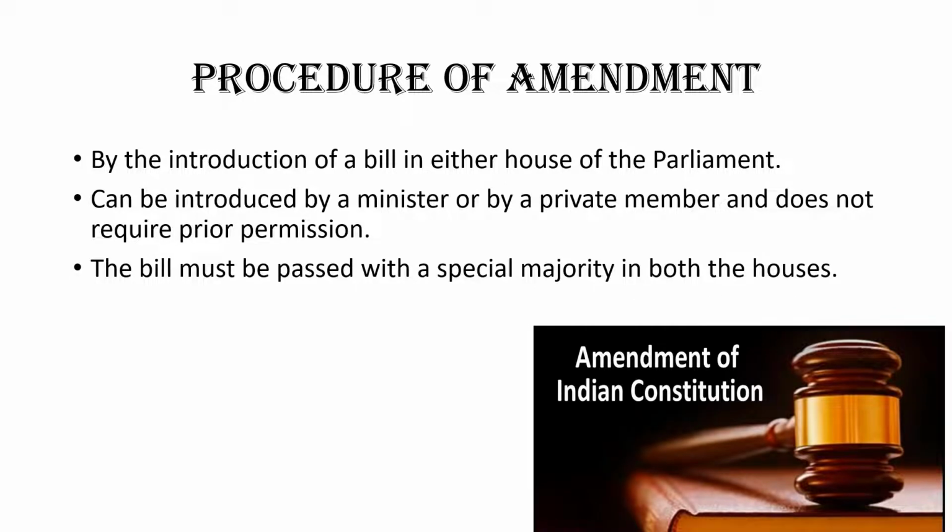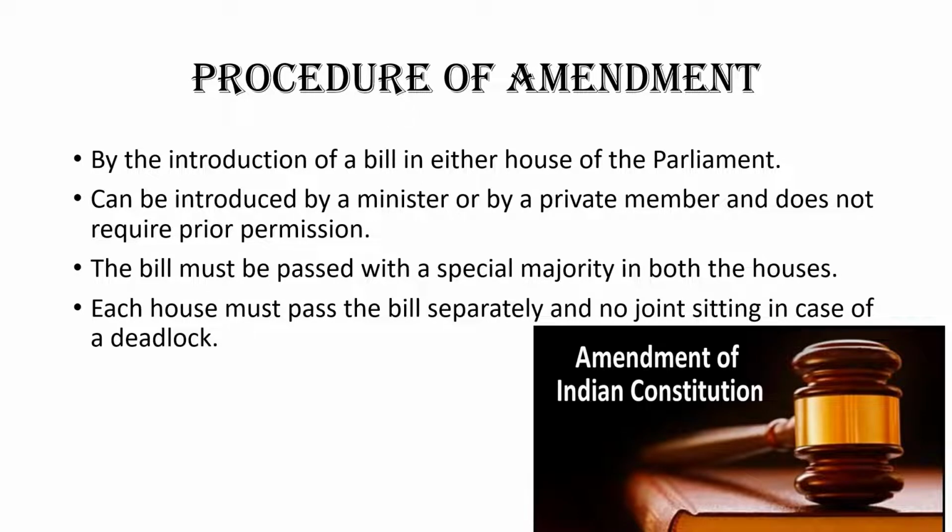The bill must be passed in each house by a special majority, that is, a majority of the total membership of the house and a majority of 2/3 of the members of the house present and voting. Each house must pass the bill separately. In case of a disagreement between the two houses, there is no provision for holding a joint sitting of the two houses for the purpose of the deliberation and passing of the bill.